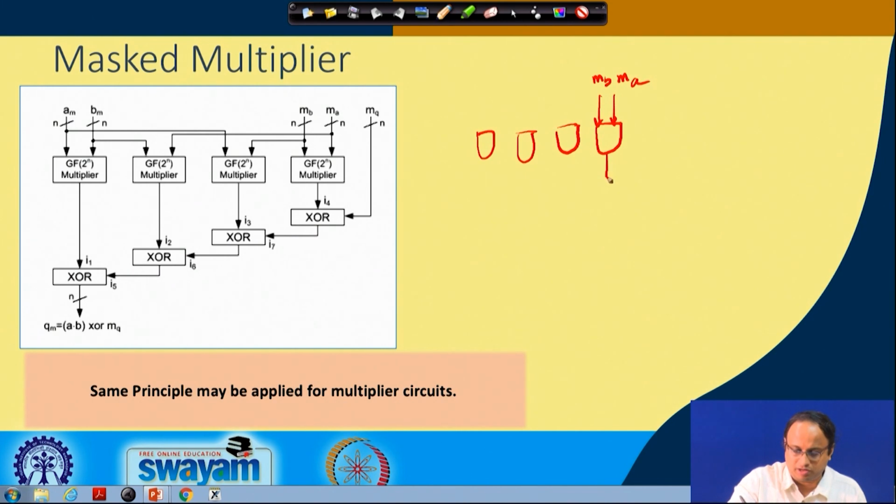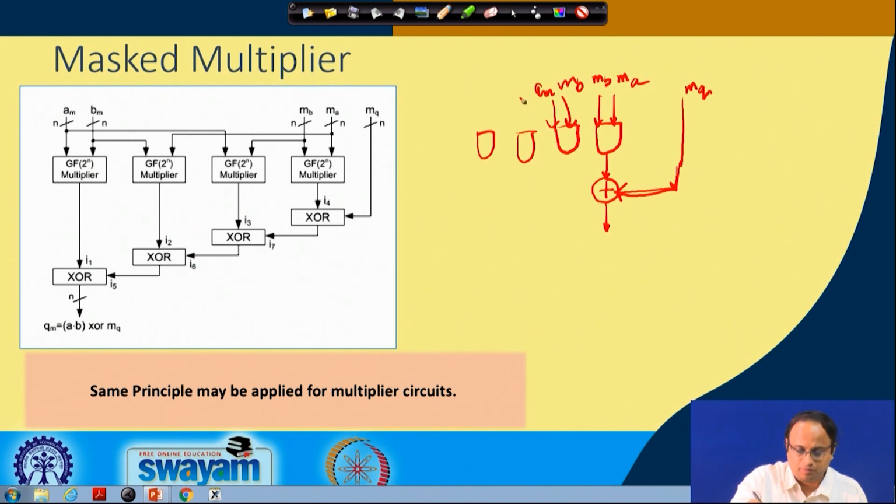So, these are normal AND gates, and you can take the output mask which is MQ, and you can basically combine it with an XOR. So, this is your XOR. So, therefore, this is your output mask MQ which is coming into XORing the output of MA into MB. And then again you take these 2 inputs which are essentially nothing but MB again. So, this is MB and this is AM.